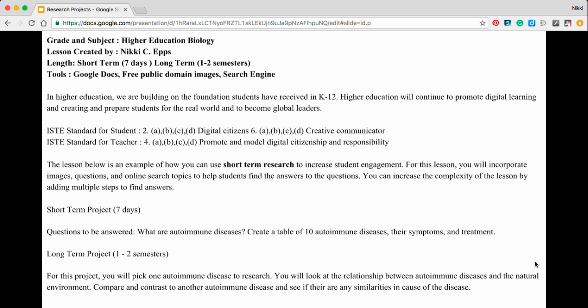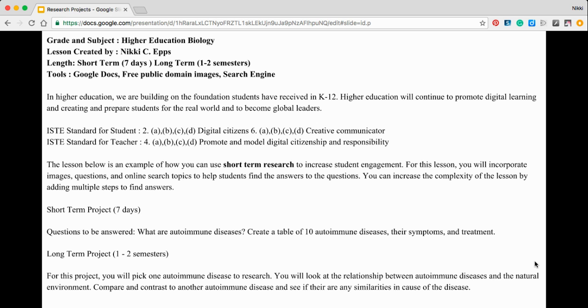So for a short-term project, this may deal with the topic of any one of your biology diseases. Well, let's look at autoimmune disease. You can have them look up what are autoimmune diseases and create a table of 10 autoimmune diseases, their symptoms, and their treatment. It's a little bit more in depth than the high school level.